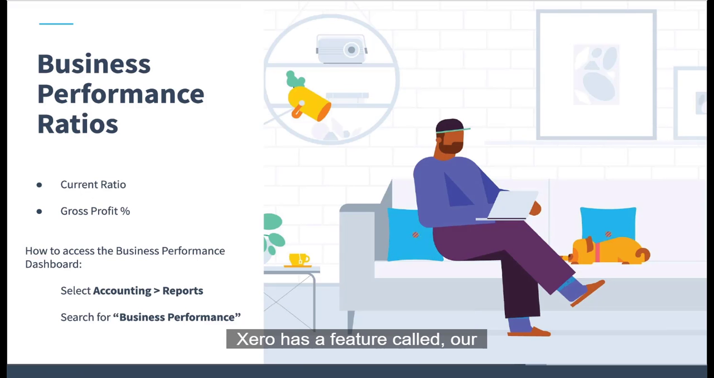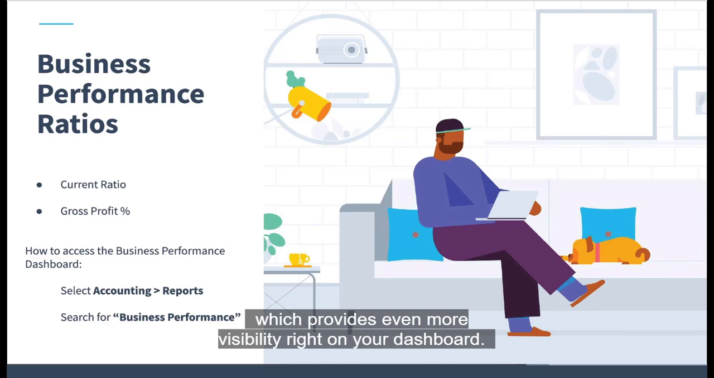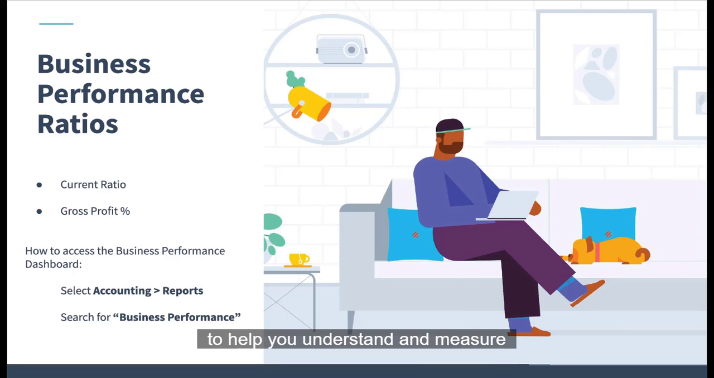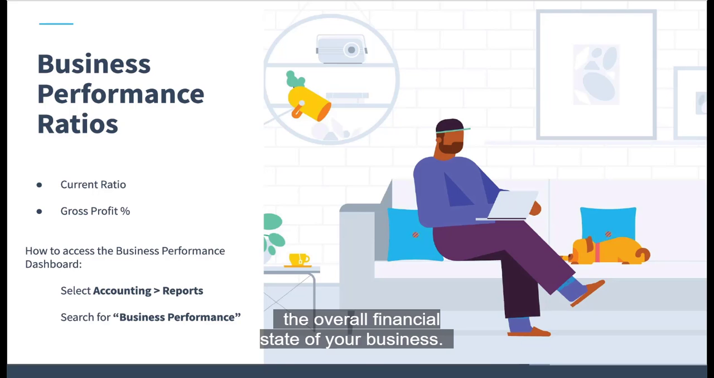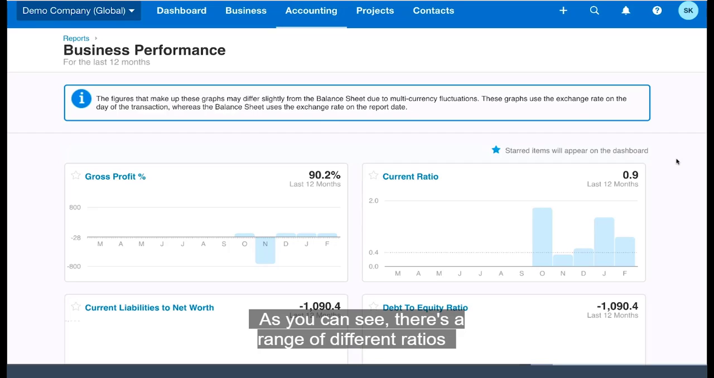Xero has a feature called our Business Performance Dashboard, which provides even more visibility right on your dashboard. It allows you to view and monitor certain business ratios to help you understand and measure the overall financial state of your business. Let's go check those out. As you can see, there's a range of different ratios which can help you get a picture of your business. The ones that I'll focus on today are the current ratio and the gross profit ratio.